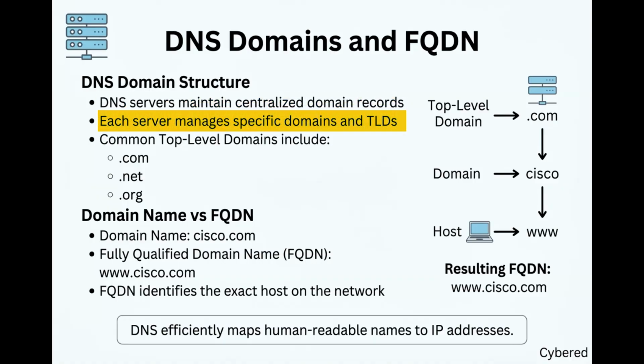Each DNS server manages records for specific domains and top-level domains, TLDs, such as .com, .net, and .org. A domain name includes a name and a TLD, such as cisco.com. A fully qualified domain name includes the host name and domain, specifying the exact device, such as www.cisco.com. Using DNS allows networks and the internet to efficiently map human-friendly names to IP addresses, making it much easier for users to access online resources.